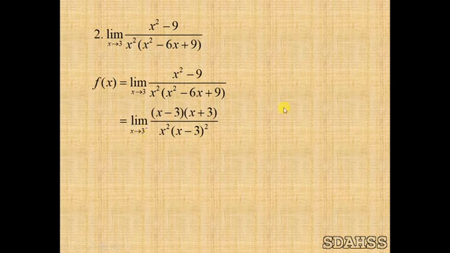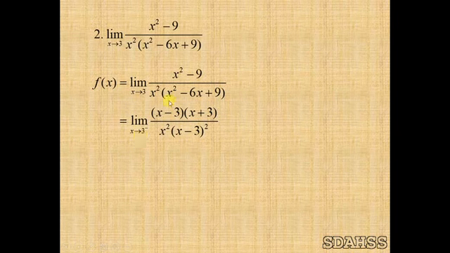Now consider the number line. On the number line, consider the number 3. On the left-hand side of 3 you have 3 minus, and on the right-hand side you have 3 plus. Now consider the left-hand limit, that is 3 minus. In place of x tends to 3, you write x tends to 3 minus.